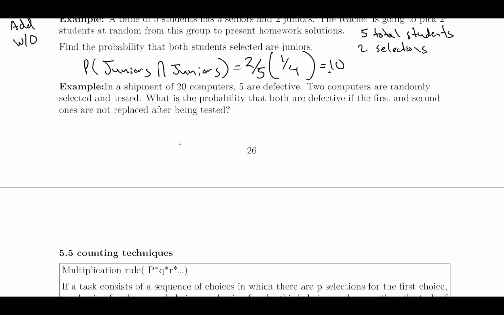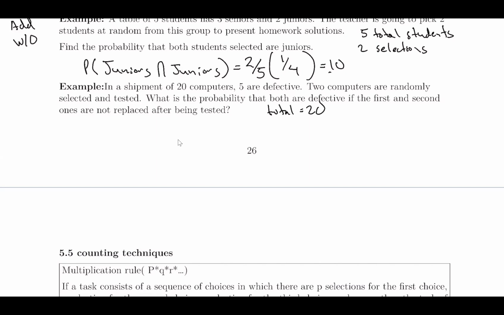It says, in a shipment of 20 computers, 5 are defective. 2 computers are randomly selected and tested. What is the probability that both are defective if the first and the second one are not replaced after being tested? All right, so for this one, how many computers do we have in total? Good, so total. How many computers are being checked, or how many of them are being tested?